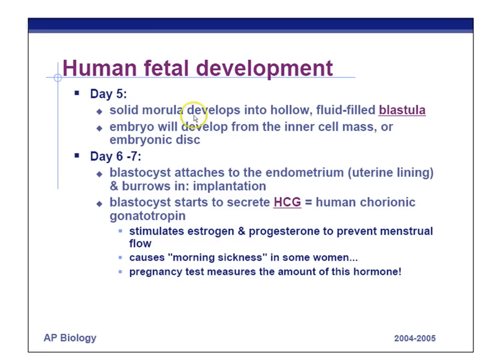Day 5, the solid morula develops a hollow fluid-filled blastula, which has basically the start of your coelom or body cavity. The embryo will develop from the inner cell mass or embryonic disc. There's going to be 3 distinct layers of cells to develop into different things that we'll talk about with chapter 47.